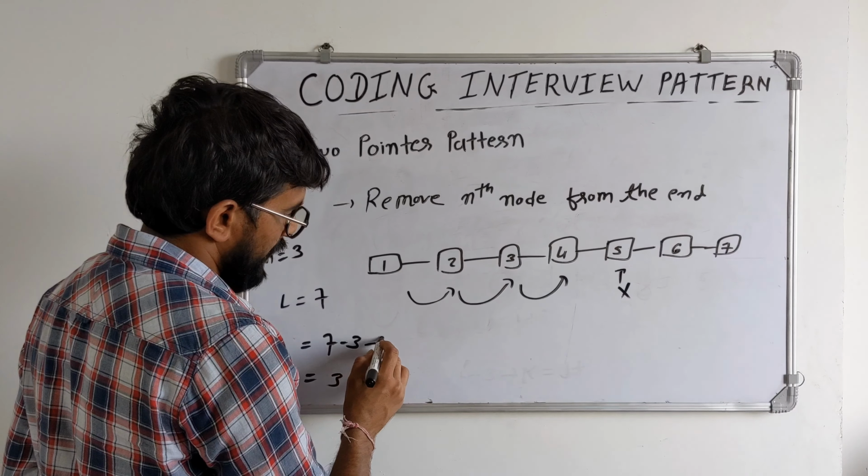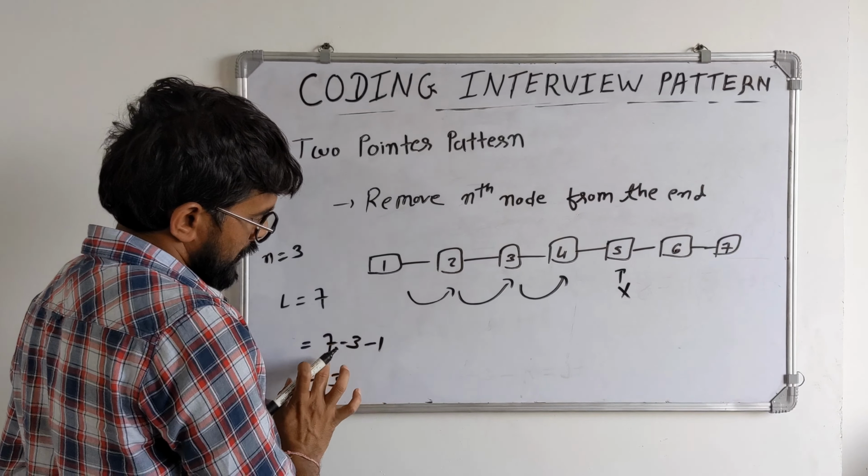So in my calculation, it is the total length 7 minus nth minus 1. Just move to this step. So move 3 steps, 1, 2 and 3 steps, and then skip and just assign next to next. So this will be removed. This is how the naive solution comes to mind.